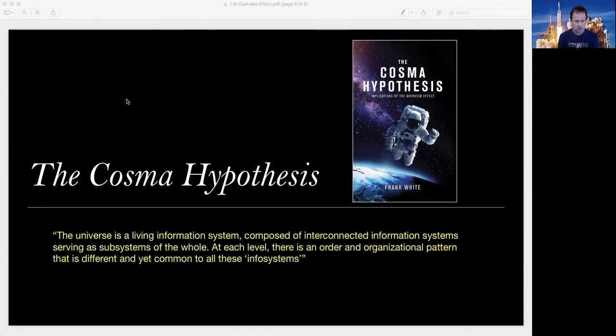Okay, so this is something that he calls, you know, info systems. Well, you could think of life like us as an info system. Our mind is an info system. The shape of the entire universe is an info system.